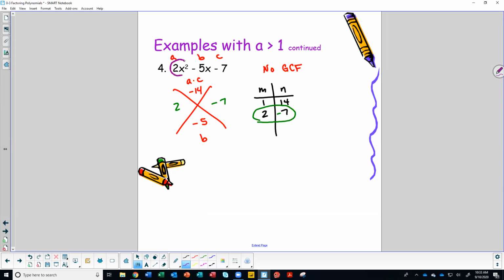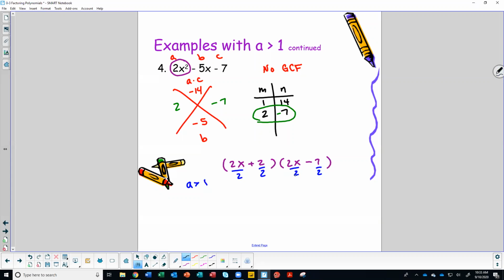I come back up to the top. I take my A term and I split the power. So it becomes 2x and 2x. My side numbers are +2 and -7. Since my A is greater than 1, I've got to do the simplifying. A is 2, so I need to divide everything by 2. Notice this can be simplified, and this can be simplified, so I'll simplify there.